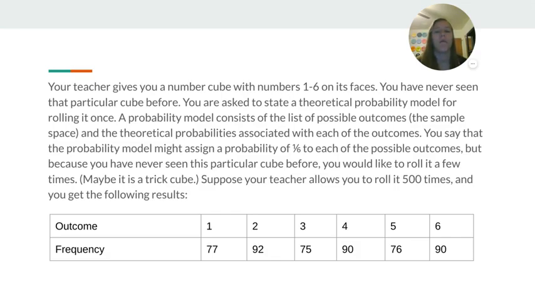You say that the probability model might assign a probability of 1/6 to each of the possible outcomes, but because you've never seen this particular cube before, you would like to roll it a few times. Maybe it's a trick cube. Suppose your teacher allows you to roll it 500 times and you get the following results. Okay, I'm not going to rank those, but you can see the frequency for 1, 2, 3, 4, 5, 6.